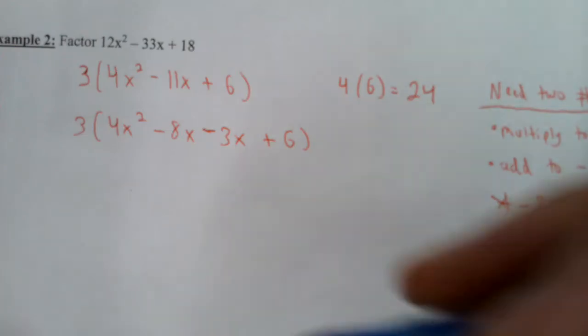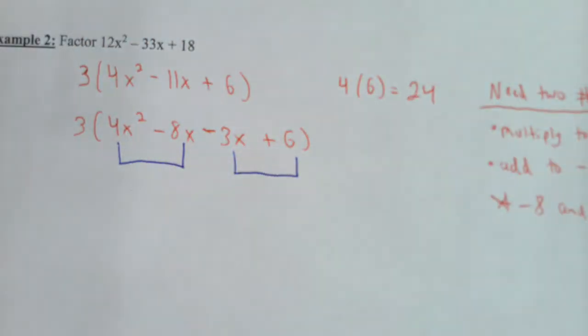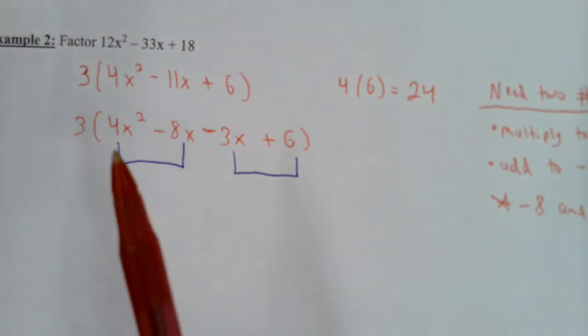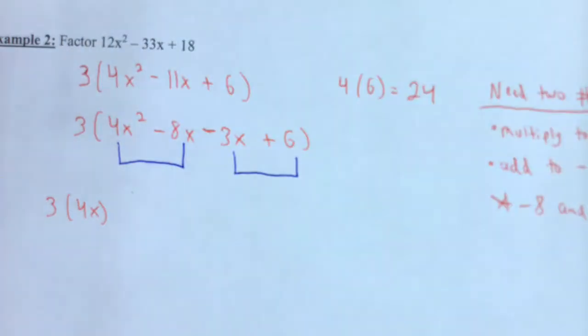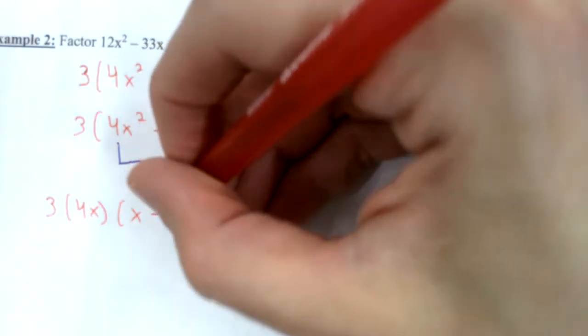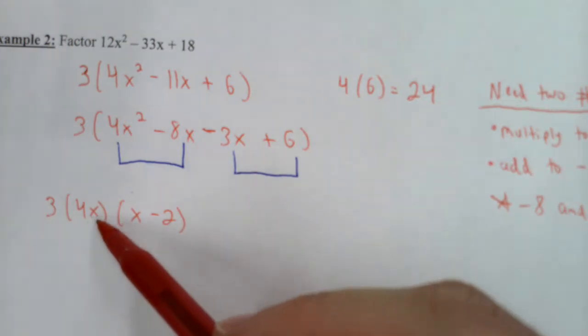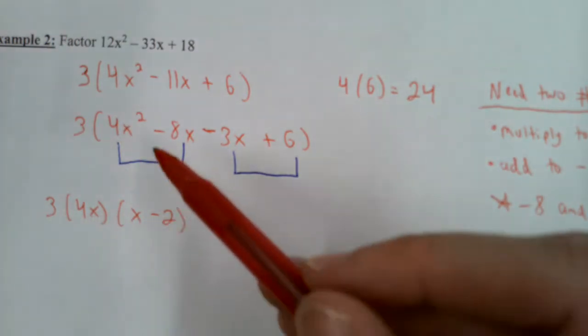And now you do factoring by grouping. I'm going to group these two terms together, and group these two terms together. So this first group has a GCF of 4x. So you factor that out. We still have that 3 out front. Take out a 4x, and it leaves you with x minus 2, because 4x times x is 4x squared, and 4x times negative 2 is negative 8x.